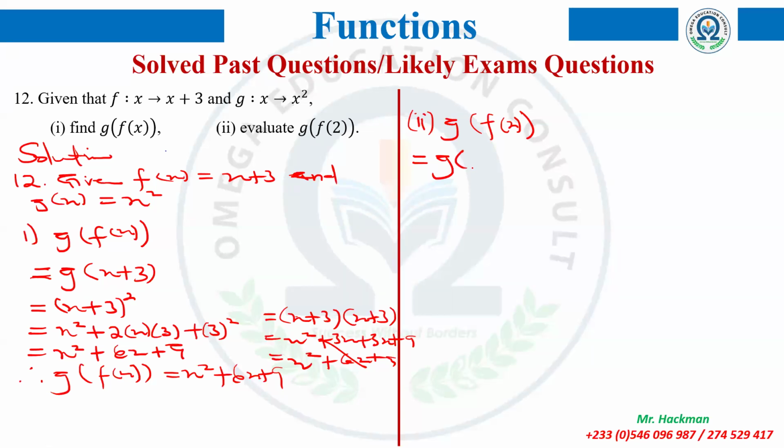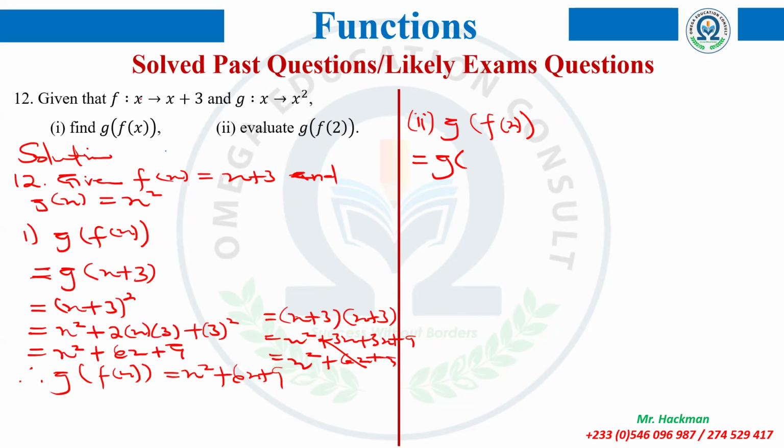F of 2 will mean wherever we see X in F of X, we put 2 there. Take note of this. That is the meaning. As simple as that. However, we'll handle it from another perspective too and see if you end up getting the same results. So at this point, wherever I see X in F of X, I put 2 there, and that will be in my bracket here.